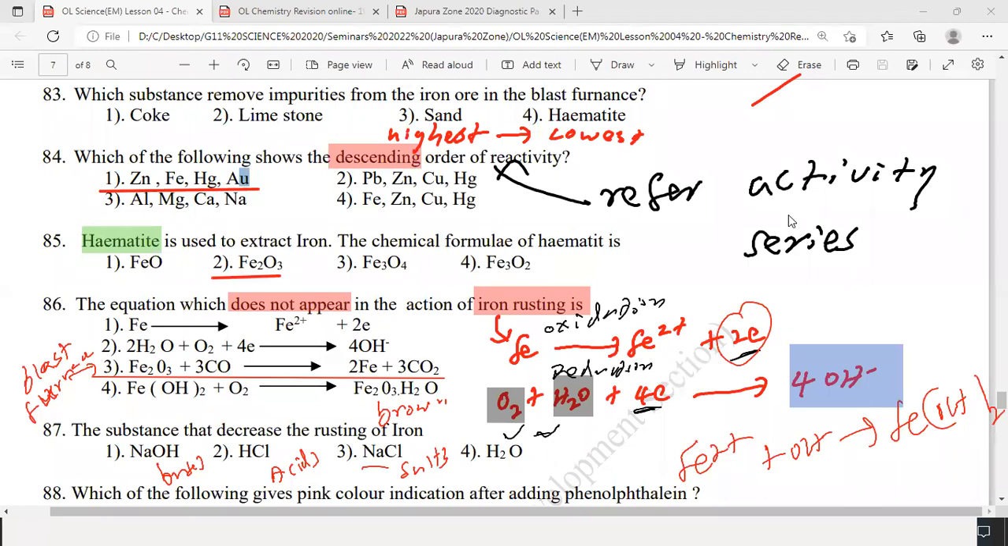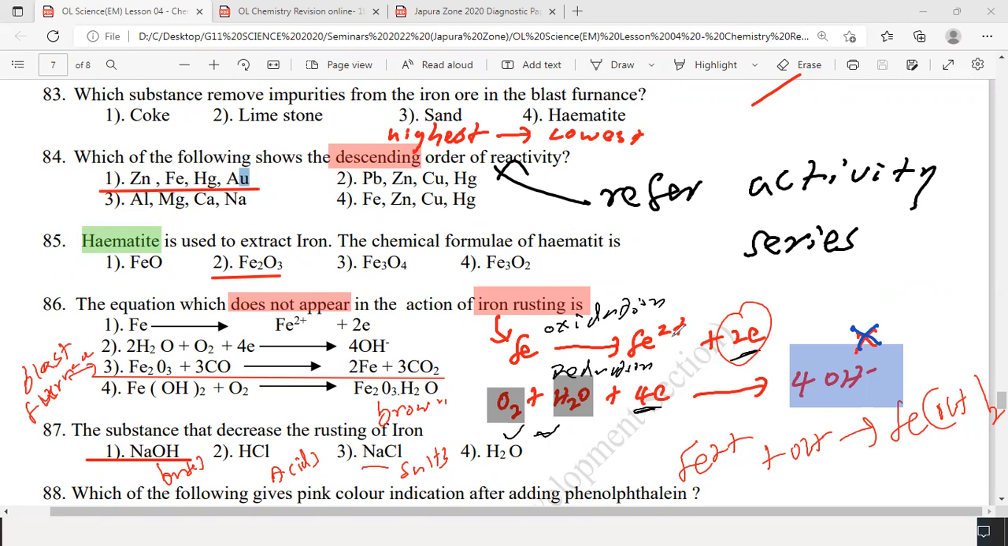That means reduction slows down. If you slow down the reduction, oxidation also slows down. If oxidation slows down, rusting decreases. Again, I'll repeat. If you keep sodium hydroxide around the nail, OH is already there from outside, so this is not going to form fast. Then reduction slows down. If the reduction decreases, oxidation also decreases, because oxidation and reduction are a simultaneous process.